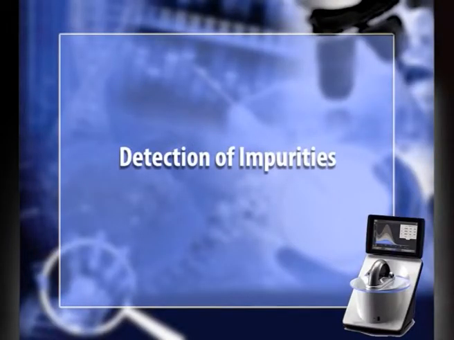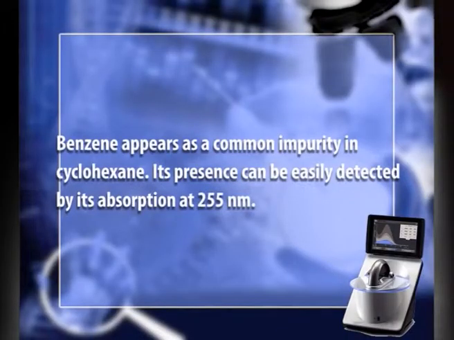Detection of impurities. The technique of UV visible spectroscopy is one of the best techniques for determining impurities in organic molecules. The presence of impurities in the sample results in the formation of additional peaks, which in turn can be compared with that of the standard raw material. By also measuring the absorbance at a specific wavelength, the impurities can be detected. Benzene appears as a common impurity in cyclohexane. Its presence can be easily detected by an absorption at 255 nanometers.